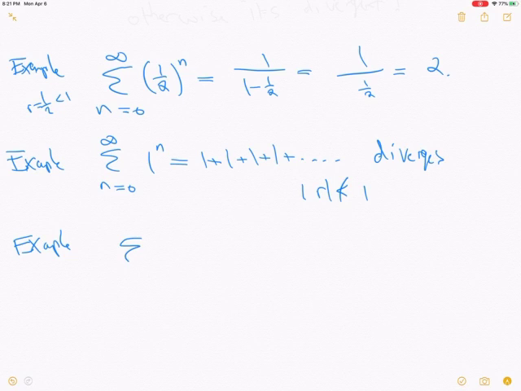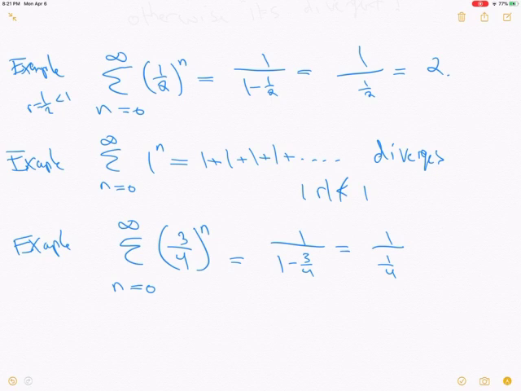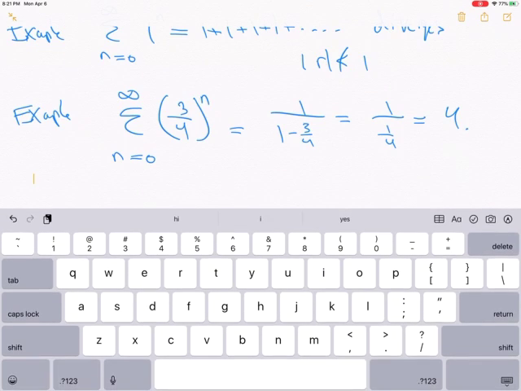Another example is if, say, summation goes from 0 to infinity, let's say of 3/4 to the n power. So that would be 1 over 1 minus 3 fourths. So that's equal to 1 over, so that just becomes 1/4. 1 minus 3/4, so that's equal to 4. So it's crazy that we actually get these finite summations here.